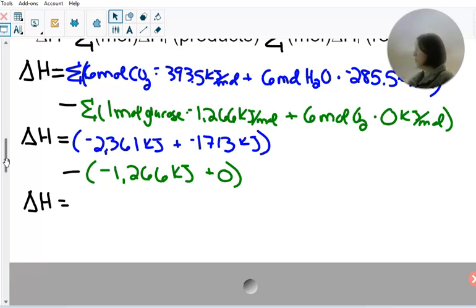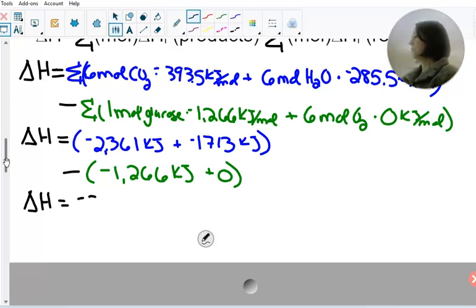Plus negative 1,713 minus negative 1,266, and I get negative 2,808 kilojoules.